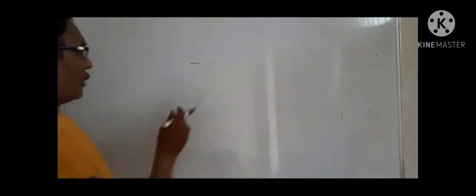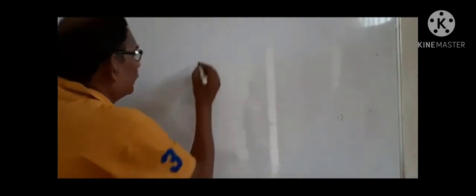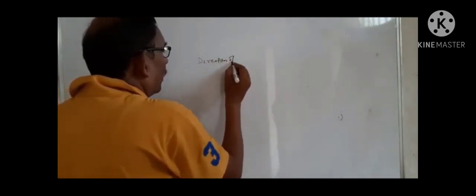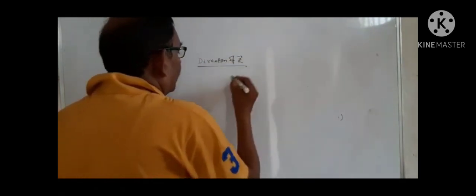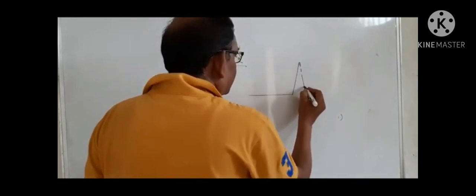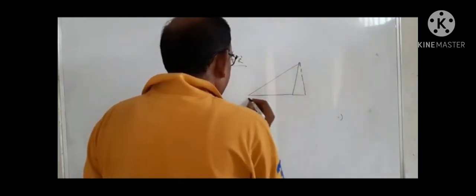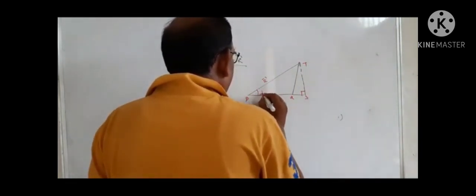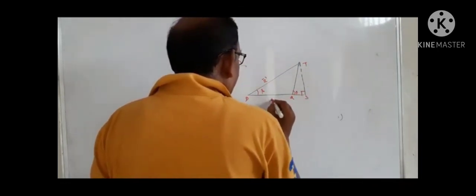Now the direction of R. From the diagram, this is your angle PQS, it is 90 degrees. It is your R, it is your beta, it is your theta. It is A, it is your B. This is your diagram.